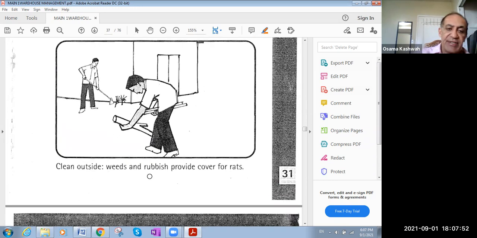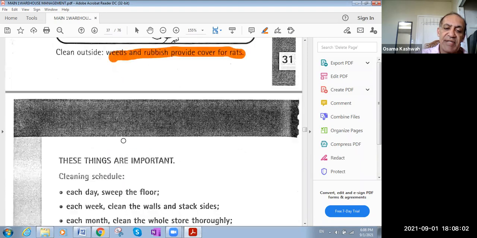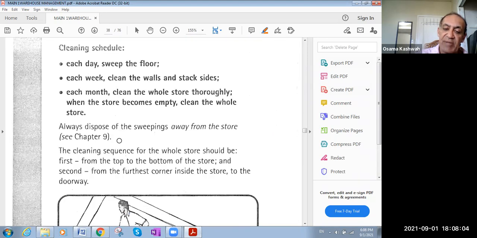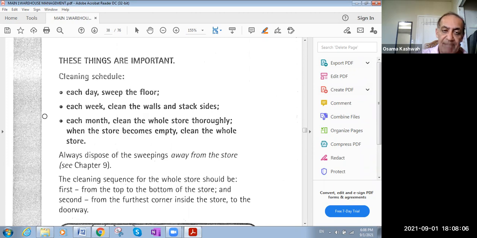Clean outside. The weeds and rubbish provide cover for rats. So remove the weeds, remove the rubbish, because this is a good place for the rats to live. And you don't want rats to come inside your own warehouse. These points are very important.